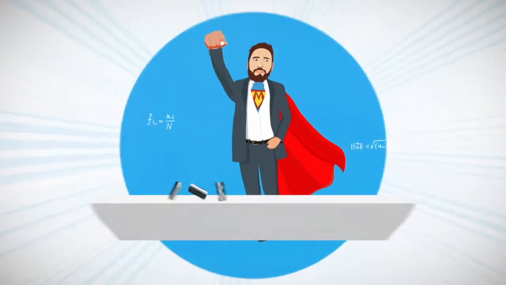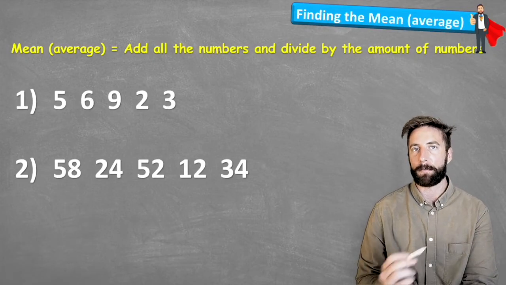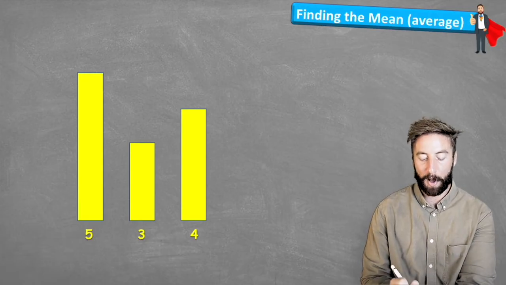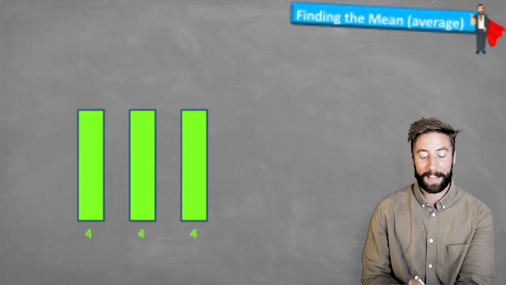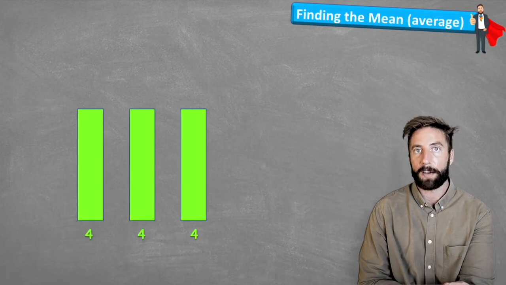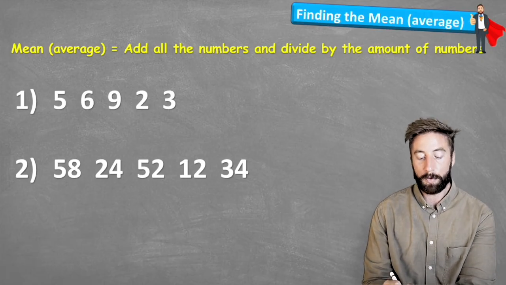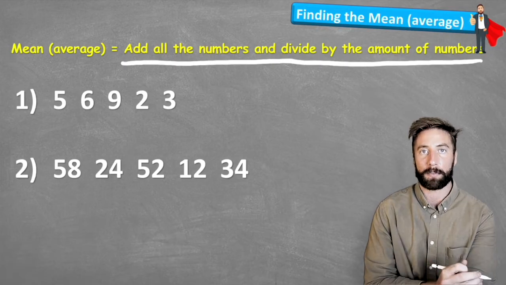set of numbers. Okay, so the mean or the average of a set of numbers. What does it mean? Let's just have a quick look at this. This is a set of numbers. We have 5, 3 and 4. If we were to find the mean, what it means is we are finding the average between all three of them. So how do we do that? Well, there's a very simple trick. What we have to do is add up all the numbers and then divide by the amount of numbers.